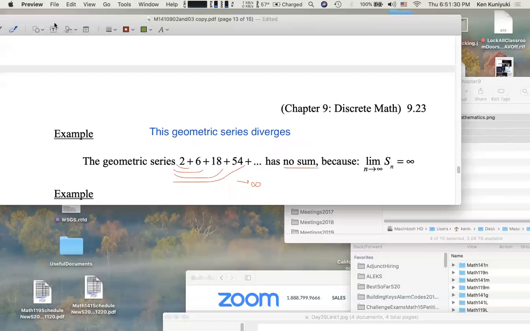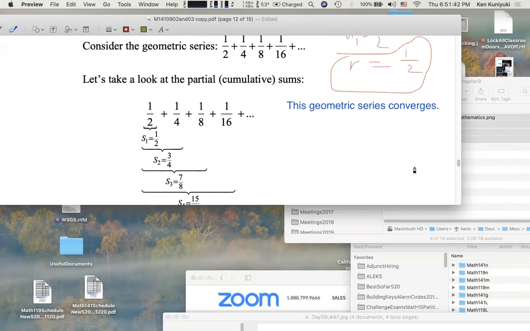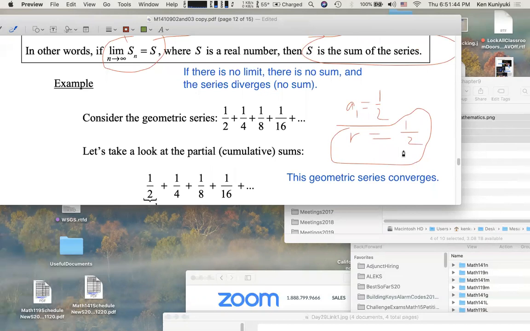And what's the key here? What was the common ratio again? R was 3. The multiplier to get from each term to the next term. Now, again, this series converged because R was 1/2. It was pretty close to 0, hint, hint.